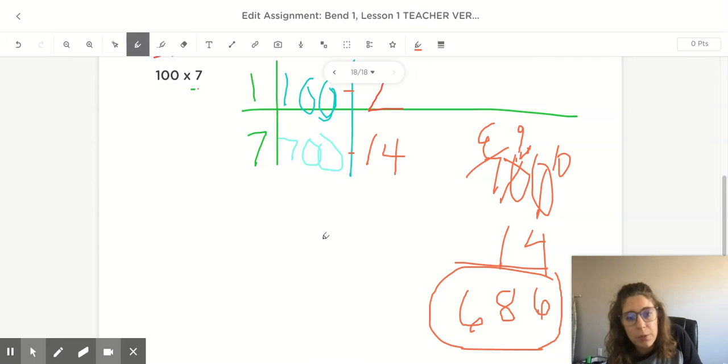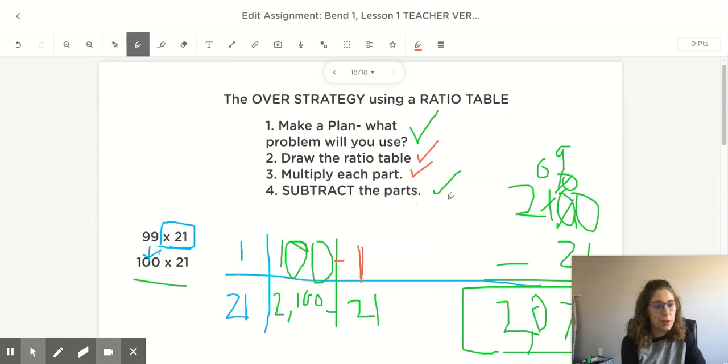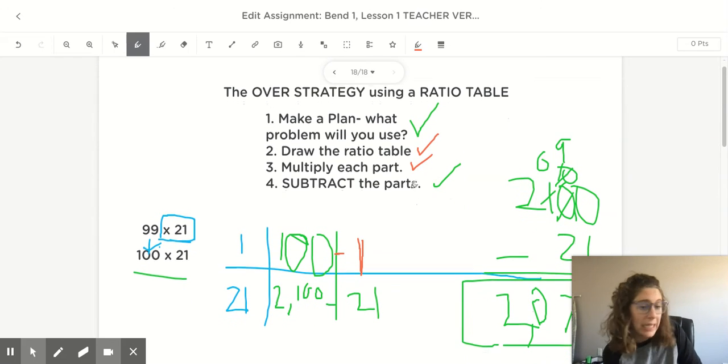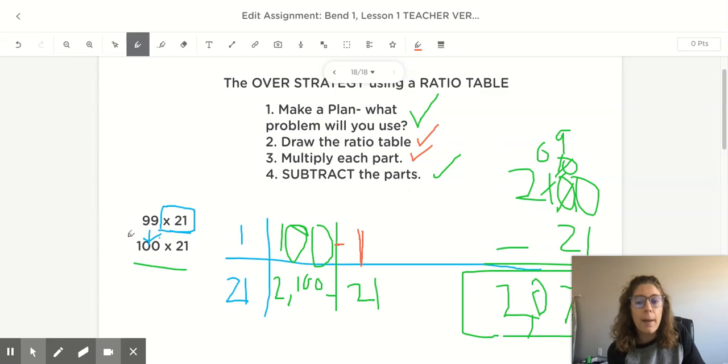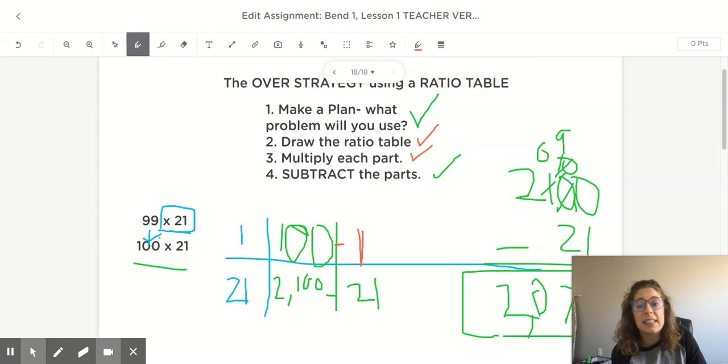So remember, with our ratio table, to make your plan, what problem are you going to use? Draw your table, multiply your parts, and then subtract the part that you don't need, that you went over. You're going to do one more set of guided notes and then do some practice. Remember, when you do your practice, you need to move into the lesson practice breakout room. And then we will meet again for lesson 5.